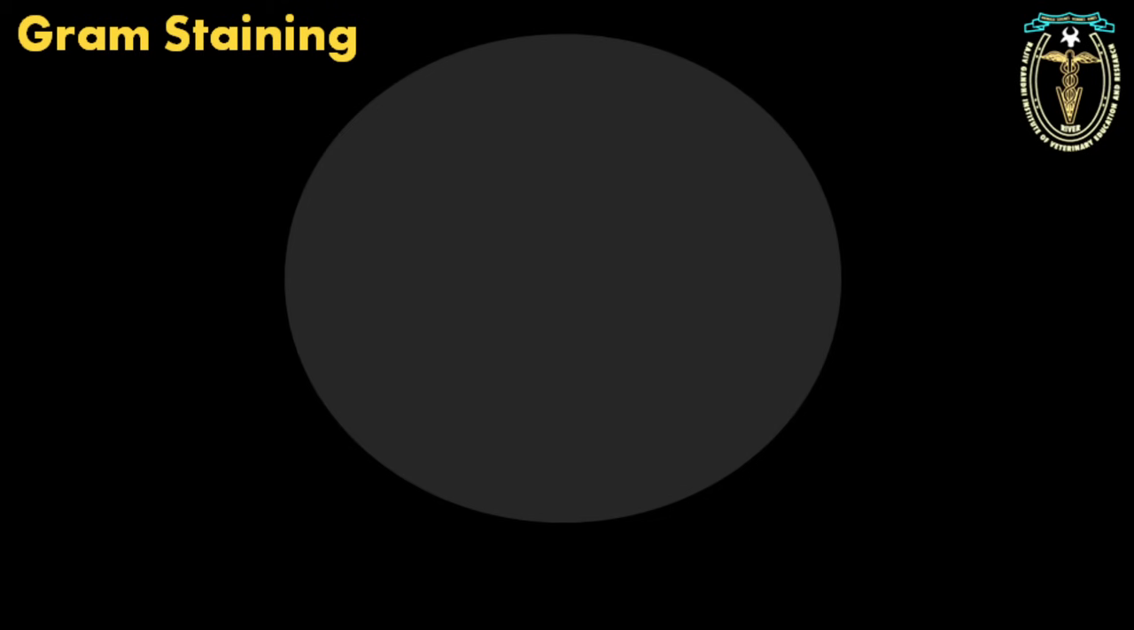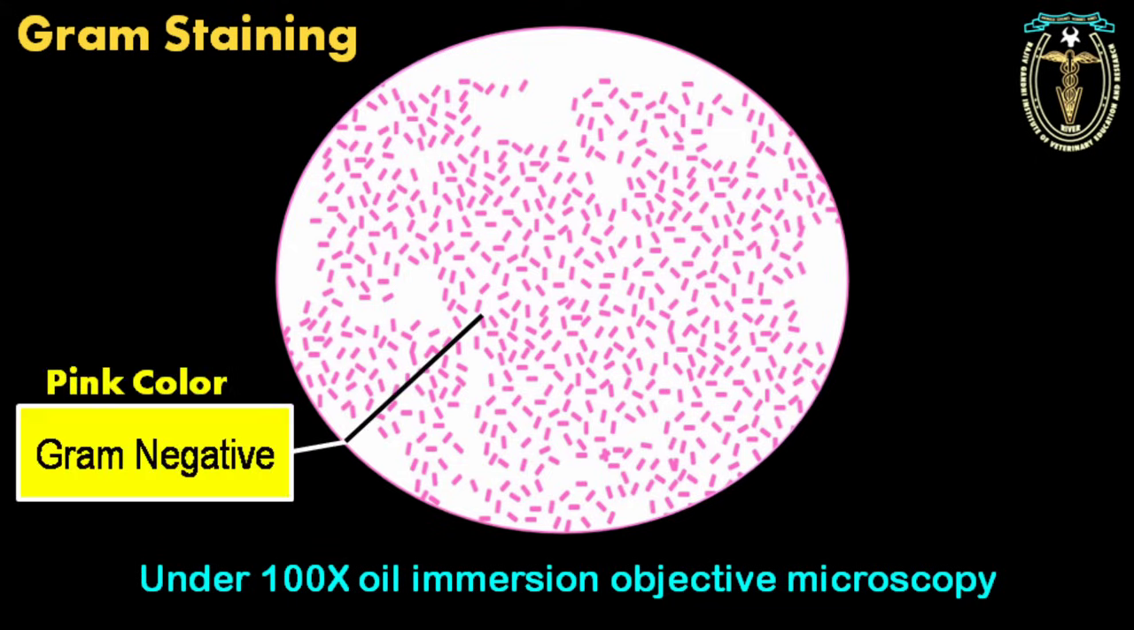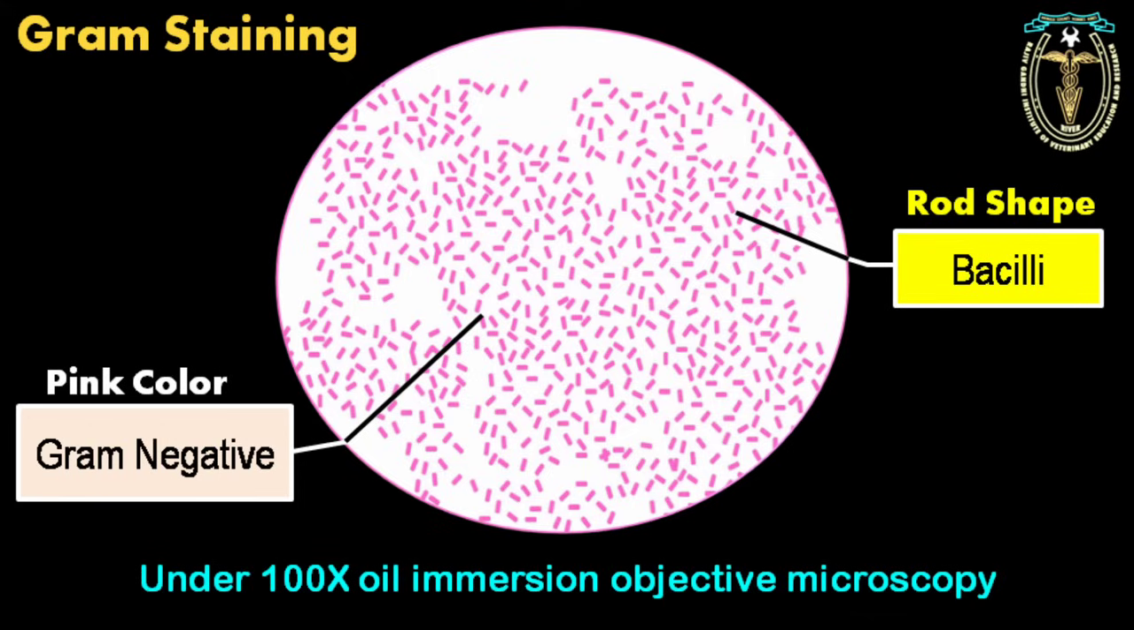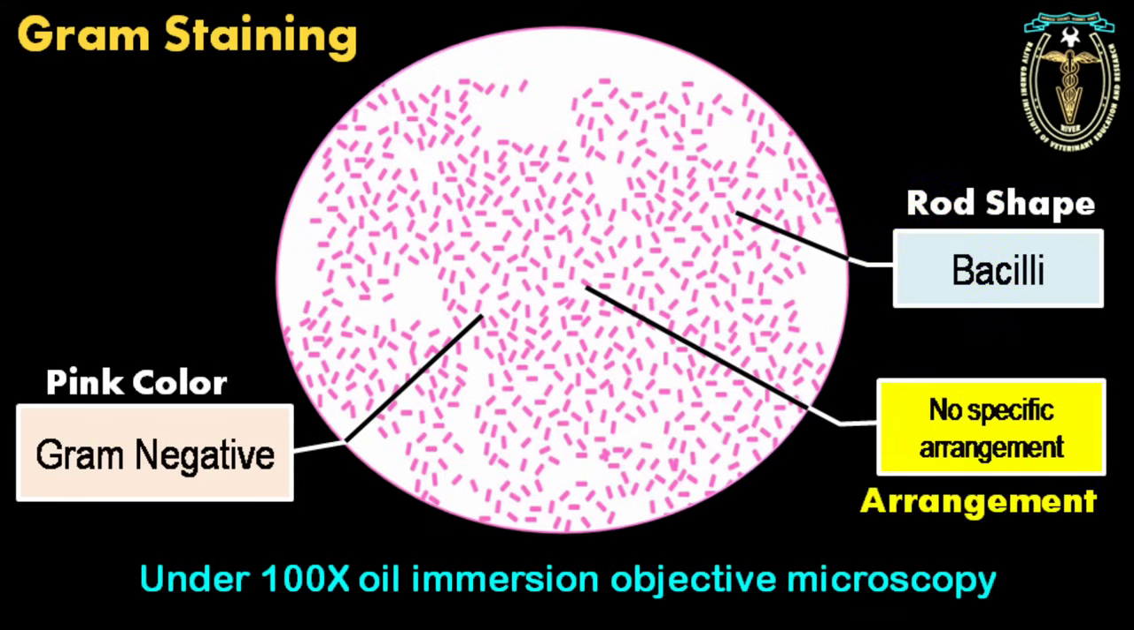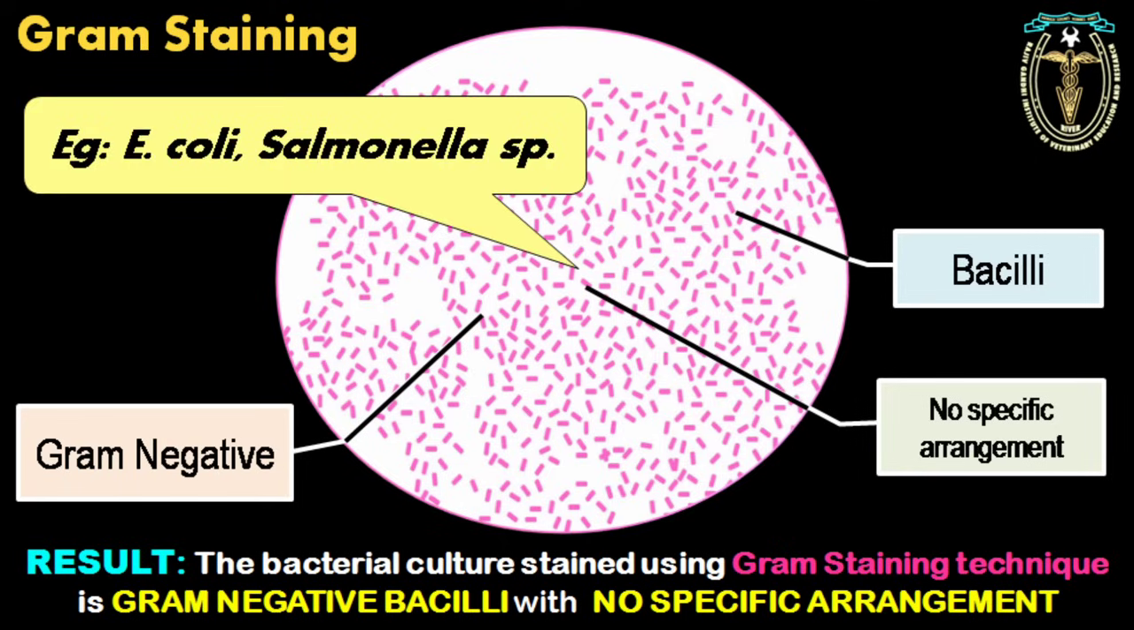Next, on microscopic examination, if you are observing this type of microscopic features, based on coloring property, since the microorganisms here are stained pink color, they are gram-negative organisms. Then, here the organisms are rod shape, so they are bacilli. Next, the arrangement. There is no specific arrangement noticed. So, the result is written as: the bacterial culture stained using the Gram staining technique is gram-negative bacilli with no specific arrangement. The example of bacteria is the E. coli, the Salmonella, and many others, which possesses this type of microscopic character.